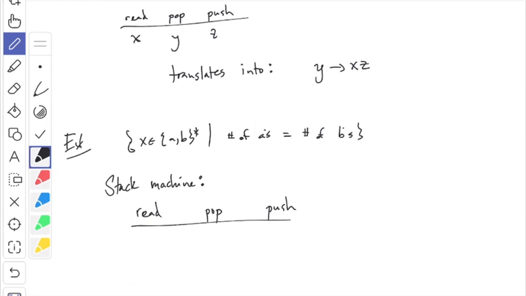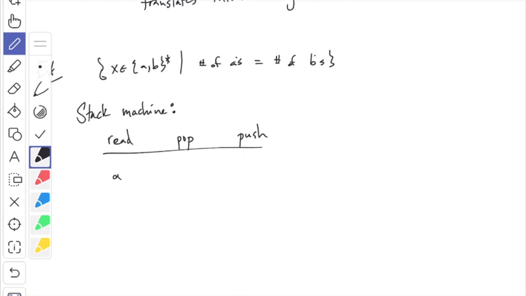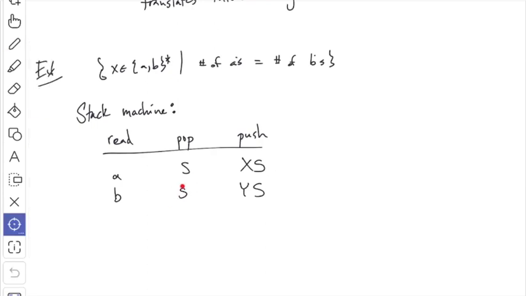Here's what the rules were. Remember, if you see extra A's, they come out as X on the stack. Every X represents one extra A, like more A's than B's. And then if you see a B, and it was an S, you push YS. If you see S, that means they're equal. There are no X's or Y's. And if you're reading an extra B, then you should push a Y.